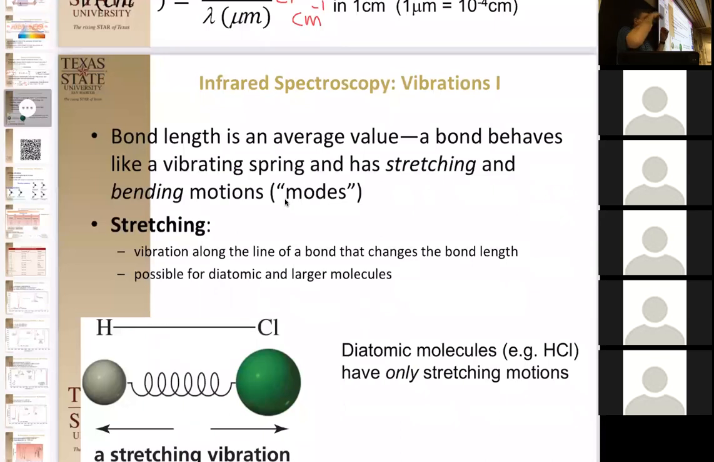Now, if you have the energy to make it oscillate more, or you hit the right energy, it's going to absorb that energy and oscillate more. And if you're absorbing that energy, you can see what kind of bond it is. So that's what we're looking for when we're talking about this.